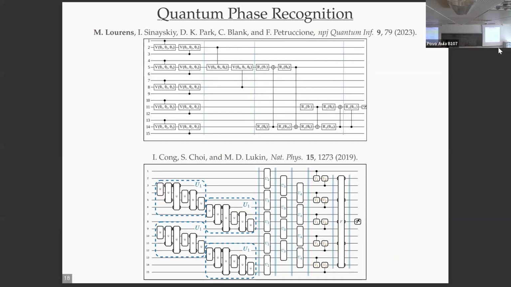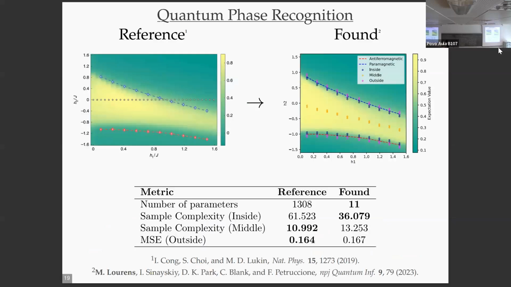The top circuit here is the circuit that our method finds, and the bottom one is what we compare against, from this publication, where they introduced this variational ansatz for this problem. To look at the results, our ansatz requires 11 variational parameters, whereas theirs requires 1,308. We do produce a sharper phase diagram, so on the left is theirs, and on the right is ours.